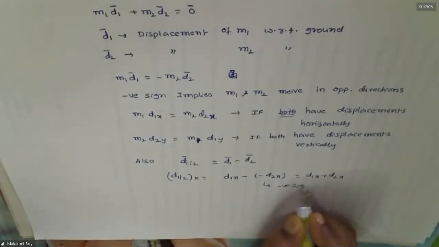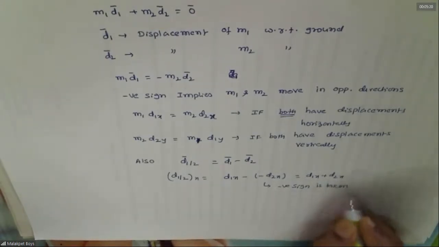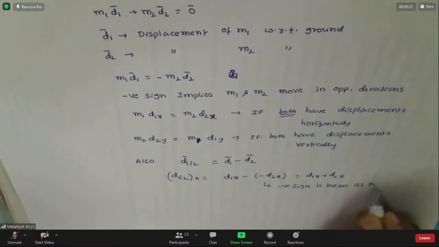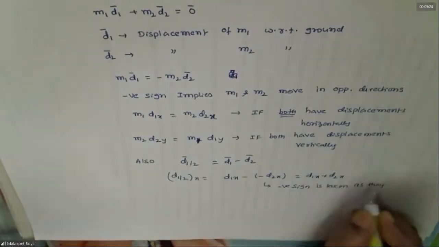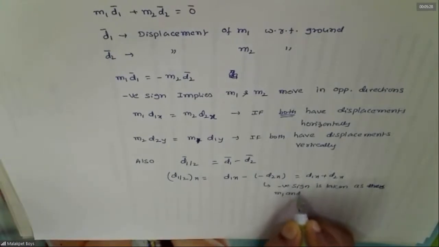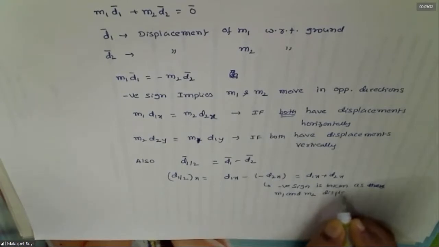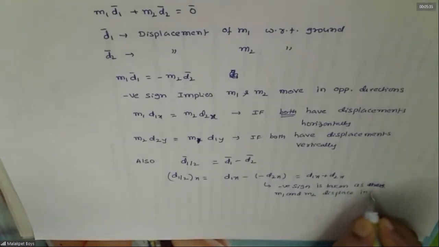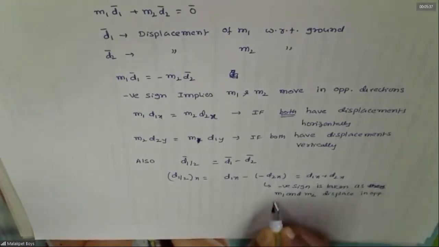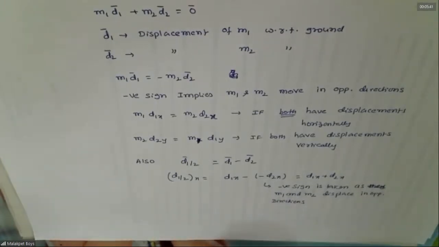Why we take the negative sign is because those both are in opposite directions. M1 and M2 get displaced in opposite directions. So solve those equations.